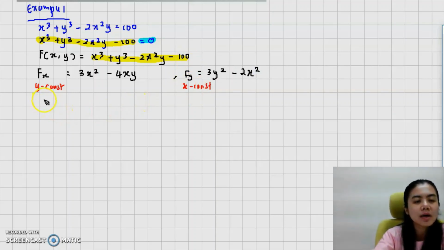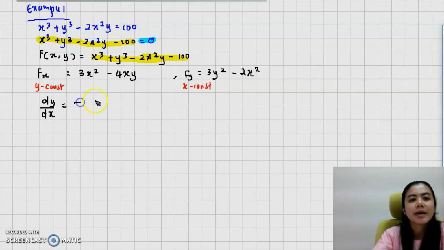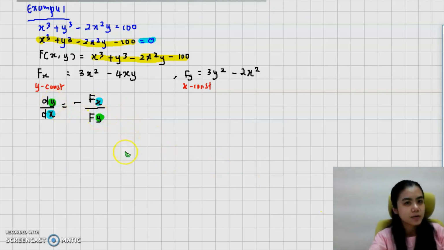Now we are looking for dy/dx. According to that formula, we should always have the negative, and we will always begin with the f, so this is x, we write x first, and then we have fy here, divided. It's actually very easy to memorize the formula: you just have to follow the sequence of the alphabet.